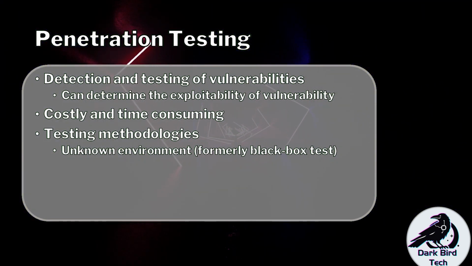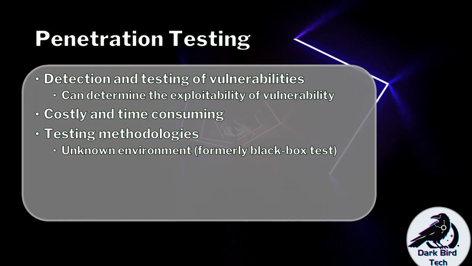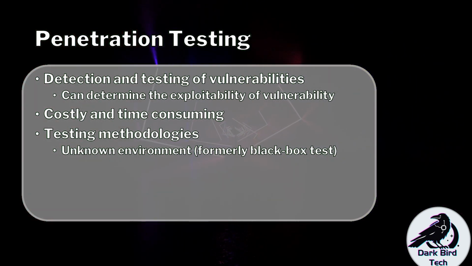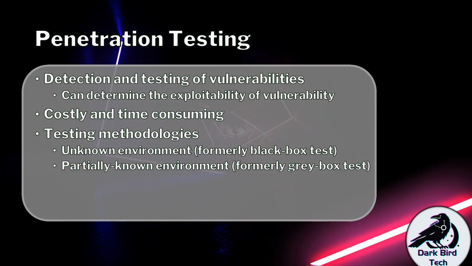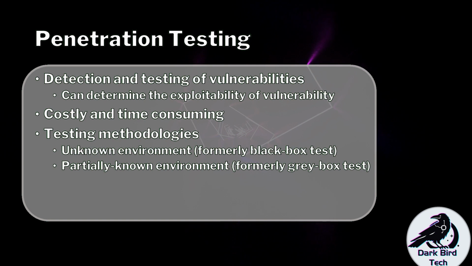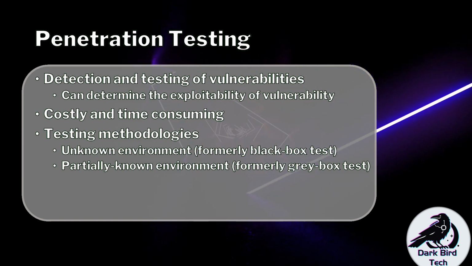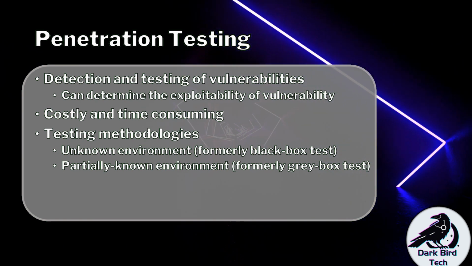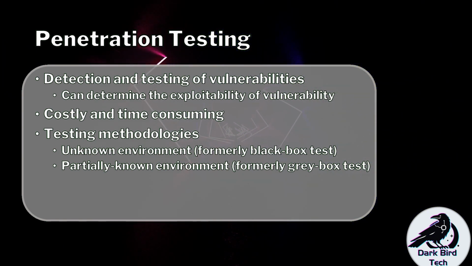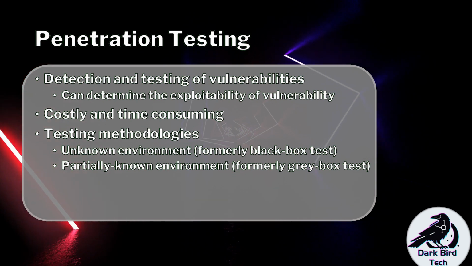But if you don't want to lose time waiting for the pen testers to discover vulnerabilities in a natural way, you could introduce the partially known environment, which used to be known as the gray box test, where you tell the pen testers a little bit about the environment, but not too much. The idea is to give them a head start so that they spend less time discovering and more time testing, which might be more useful to you.